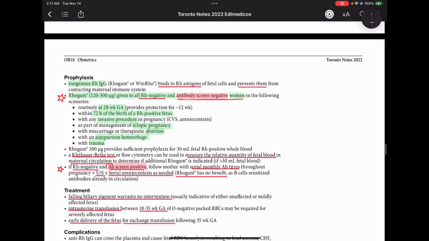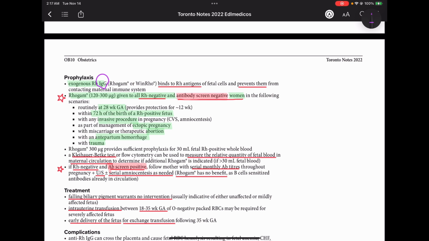Okay, cordocentesis can also be used to investigate. And how would we do prophylaxis? Exogenous Rh IgG would be given, ROGAM. It binds to the Rh antigens and prevents them from contacting the maternal immune system, and soothes them before they are triggered to make their own antibodies. But these are IgG, don't forget these are IgG.